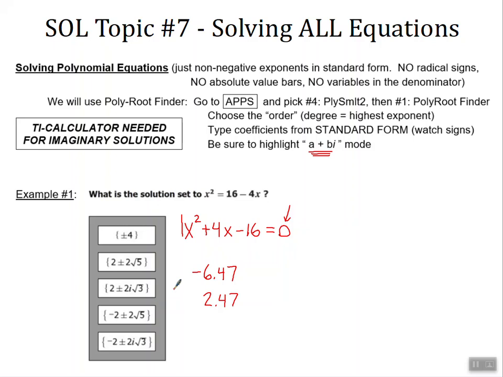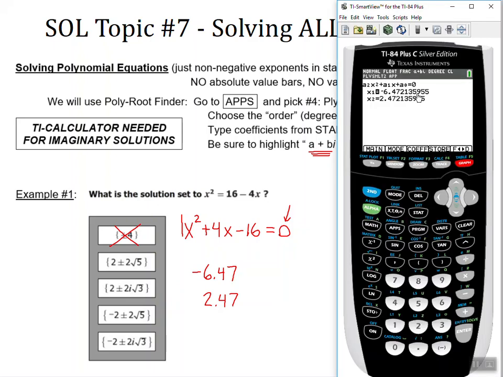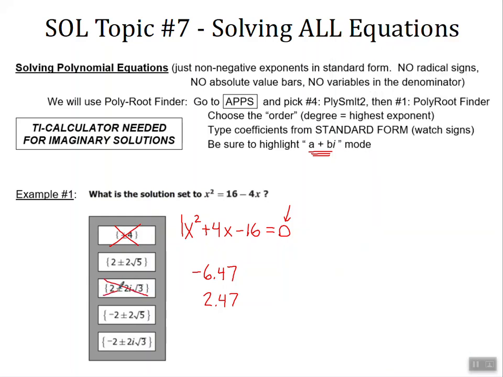Well, I can eliminate some of them. I know that those numbers are not plus or minus 4, so that's out. I also know that there were not any i's. I don't see any i's anywhere in this problem. It would usually be right here at the end at this solution. So there's no imaginary solution. So that means that this third choice is out and this fifth choice is out. So we're down to 2 plus or minus 2 square root of 5 or negative 2 plus or minus 2 square root of 5.